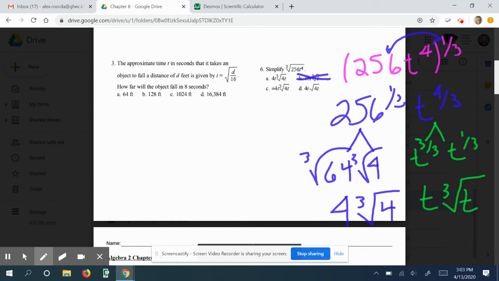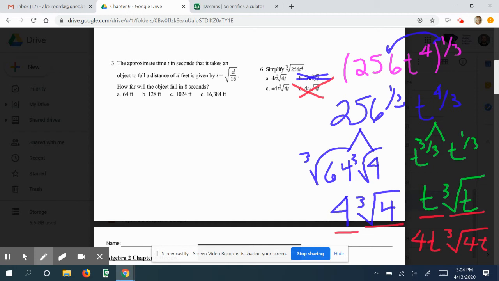So combining what we have, we can actually see that we have 4t, and then we have the third root of 4 and the third root of t, so it'd be the third root of 4t. And so we look, and obviously it's not going to be D because that's a square root. And so we look and we actually have two options. We have A or C.